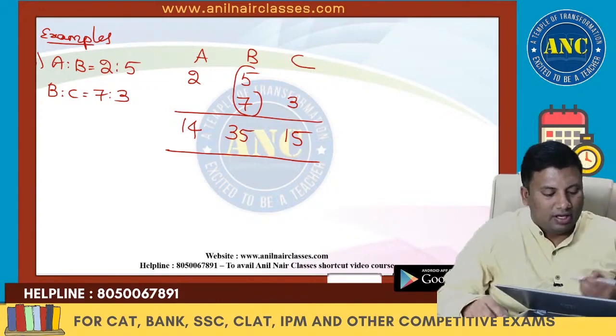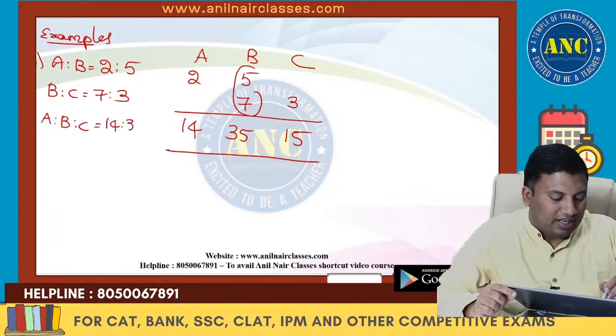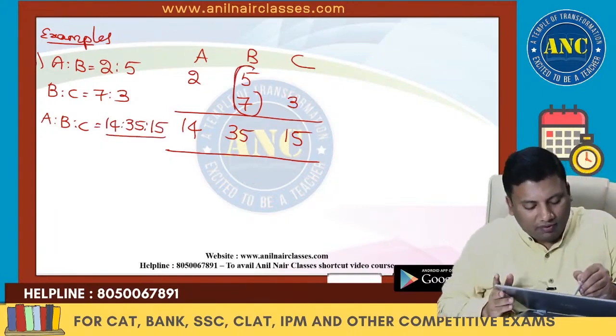Are you all with me? So A is to B is to C will be 14 is to 35 is to 15. Idea clear? Make one value same.